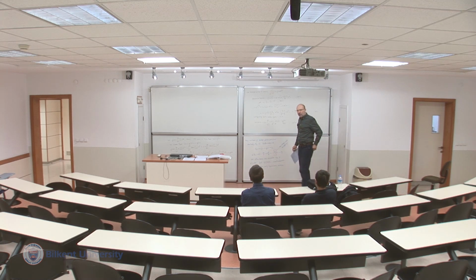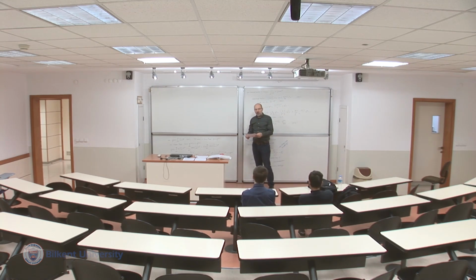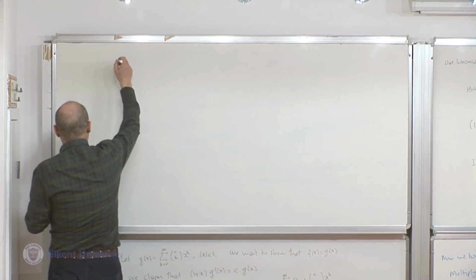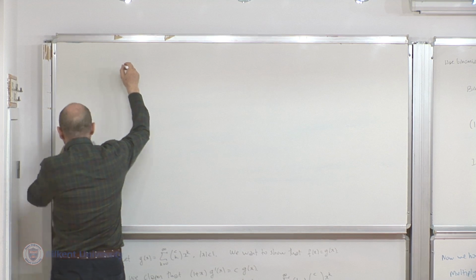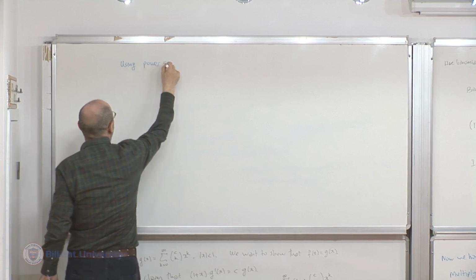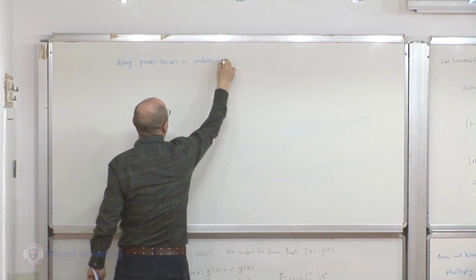L'Hopital's rule is preferable when you look at the problem and say, if I apply L'Hopital once or twice, I'll get the answer. But then you realize that sometimes you have to apply L'Hopital 7 times. Then nobody wants to do it, okay? Then you look at an easier way. So this one is easier than applying L'Hopital 5 or 6 times. Okay, so this is using power series in indeterminate limits.